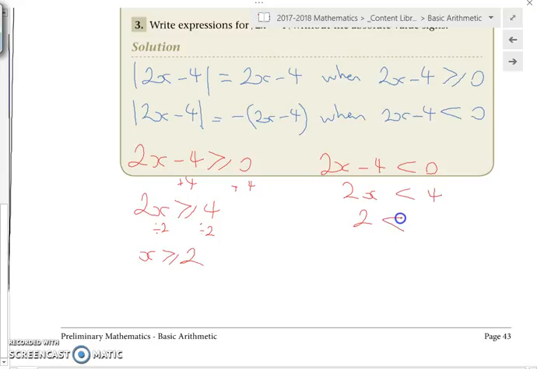Divide by 2. Cool. So what have we got now? We've got 2 situations. When x is greater than or equal to 2, we're going to get this positive version, right? When x is less than 2, we're going to get the negative situation, yeah? Does that make sense, what we've done so far?